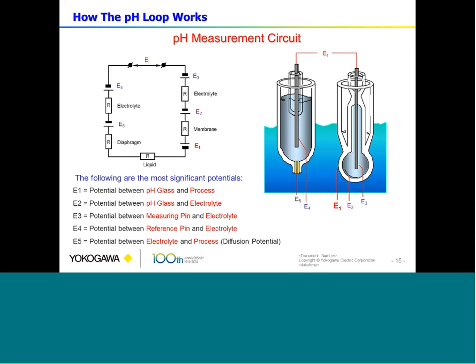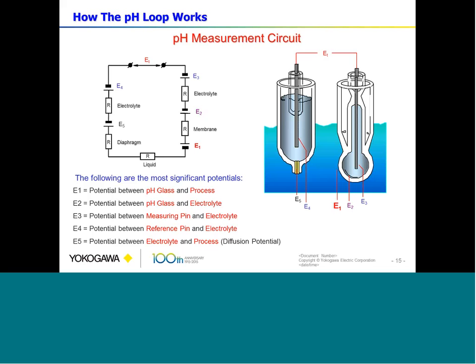The remaining two, E1 and E2, are the inner and outer sides of the glass electrode, and the inner is basically a constant. That's the buffer solution in the glass electrode, exactly 7 pH. So now we're down to the only potential we really are concerned with, the only one that should be affected by changes in pH, E1. We want to eliminate all the other ones from affecting that measurement so that we can get an accurate, reliable measurement. But the process doesn't usually help out.